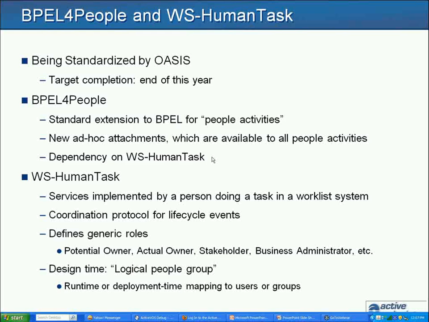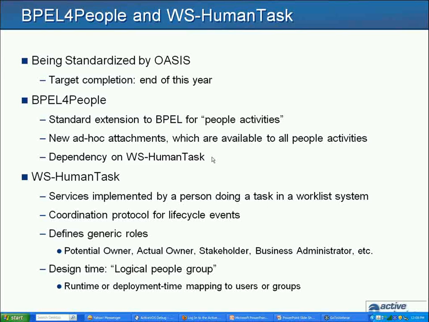WS-HumanTask is the name of this talk. It is a standard that is being worked on by a technical committee in OASIS. The name of the technical committee is People for People, because the committee is in charge of two standards: the WS-HumanTask standard, which standardizes a work list system, and the use of WS-HumanTask within BPEL, that is, BPEL for People.